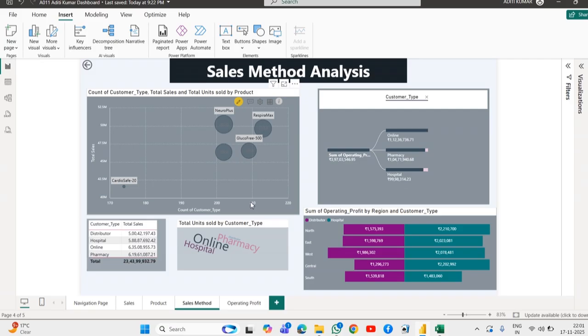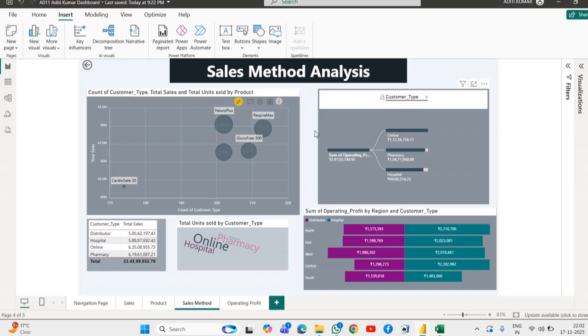And the other one is my word cloud, which highlights the units sold by the customer type, and the dominant one is usually the bigger one. So in this particular segment, the online one is the dominant one. Coming next is the pharmacy one, and the third is the hospital, and fourth is the distributor type.